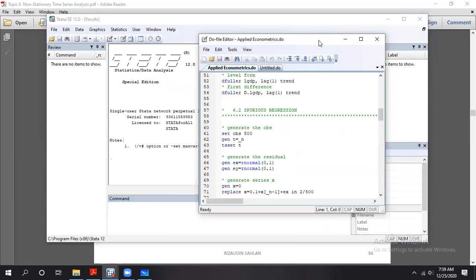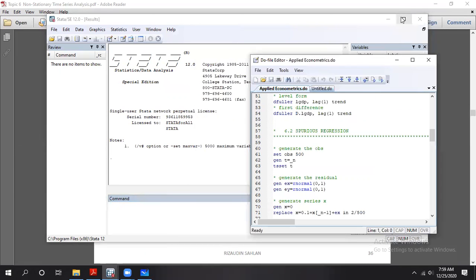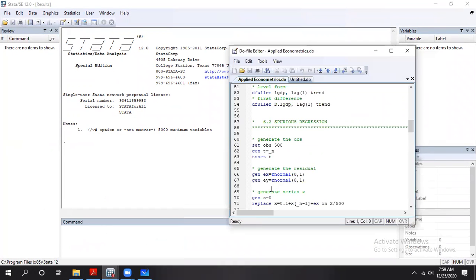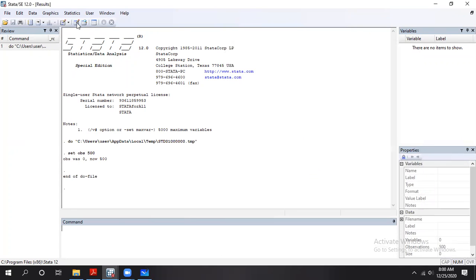Now we want to generate the data, 500 observations. In this case, you can generate any volume of data. Maybe you can generate 1,000, 2,000, 5,000, or whatever. It's up to you. For this case, I want to generate 500 observations. Now we set obs 500, and we have 500 observations.